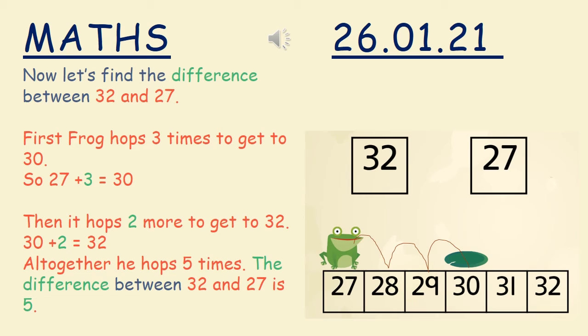Then frog is going to hop again to 32. It hops how many times? 2 more times. 1, 2. So it lands on 32. So 30 plus 2 more hops equals 32. So altogether, he hops 5 times. The difference between 32 and 27 is 5.